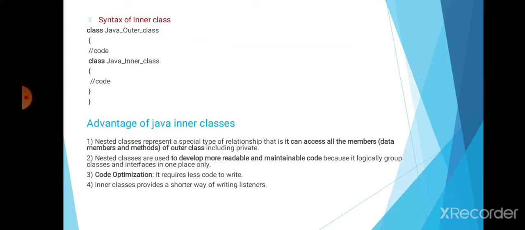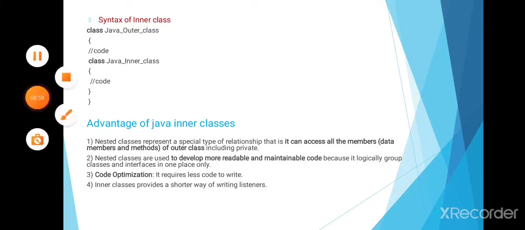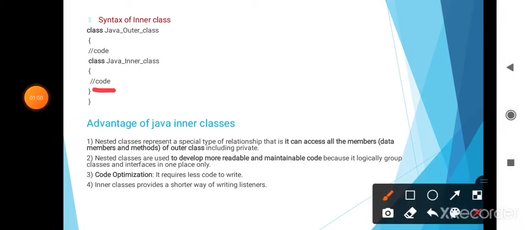Class Java outer class, then the code of the outer class, then declared inside the class, class Java inner class, then the code of the inner class, and closing. First closing is the inner class and then the closing is the outer class.